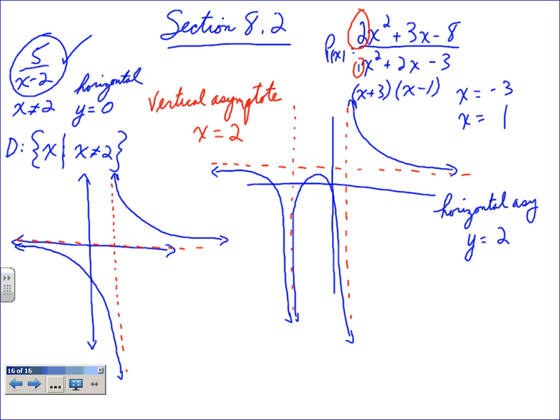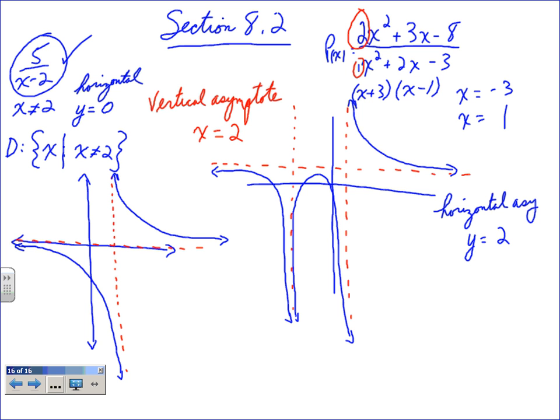Any questions? So we have vertical asymptotes that we can get from your domain, from your denominator. You get the horizontal asymptotes by looking at, if the degrees are the same, you look at the coefficients. If the degree is less on top, then y equals 0. It follows along the x-axis.